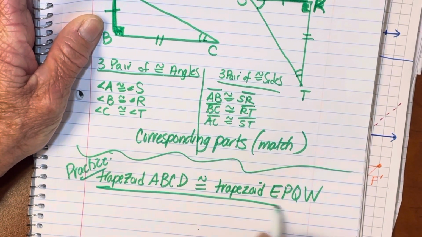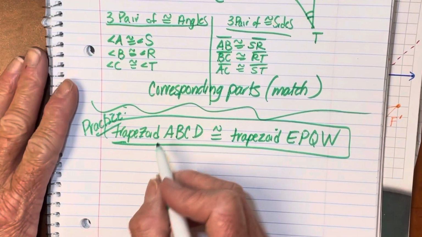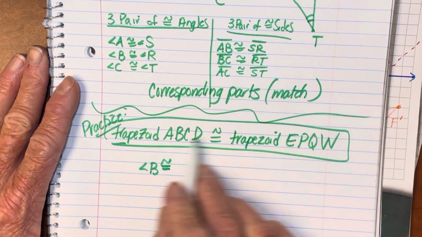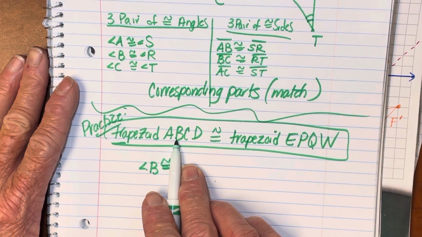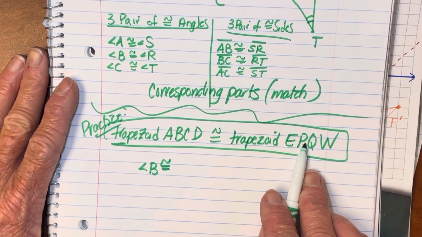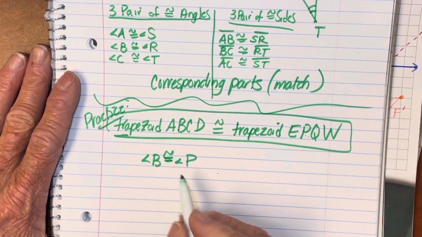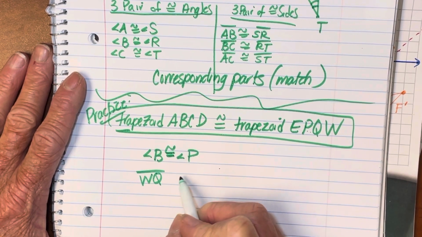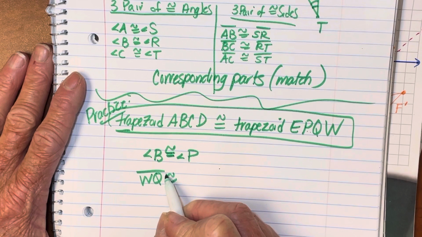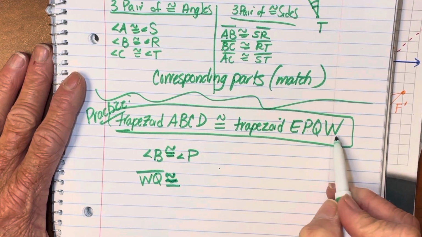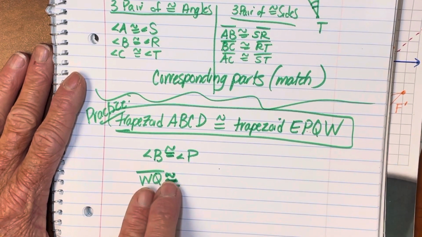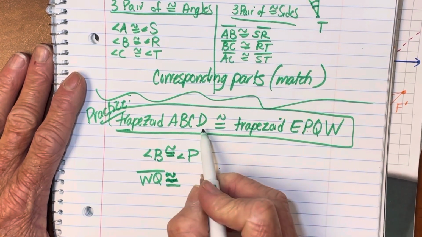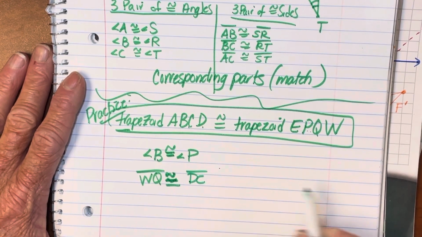Okay, if we know that these two figures are congruent to each other, then angle B is congruent to which angle over here? Well, B comes in the second position. B would be congruent to angle P. What about segment WQ? Well, W and Q are the third and fourth letters, and we know whether we write the segment WQ or QW, same thing, but WQ is going to be congruent to segment DC.